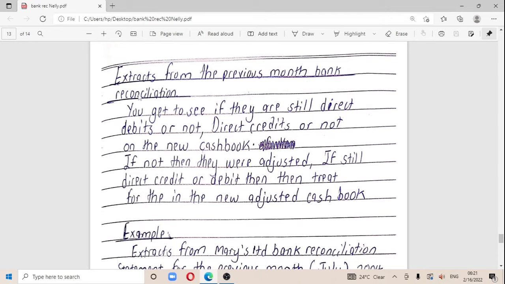So another last thing to look at: these are extracts from the previous month of a certain bank reconciliation. Here you get to see if there are still direct debits or direct credits on the new cash book that has been given, which is of the next month after the previous one. So you will check if they were adjusted. If they are not yet adjusted and they are still direct credits or direct debits, then you treat them under the new adjusted cash book.